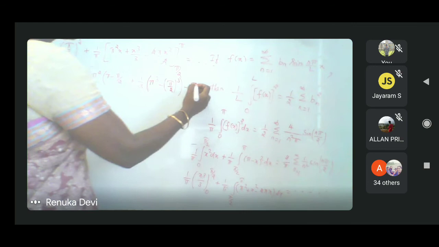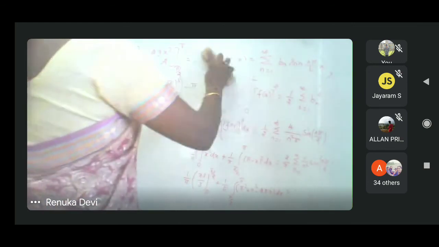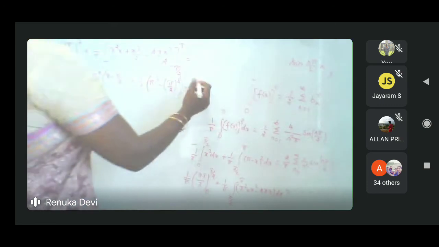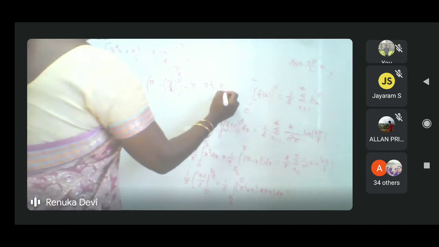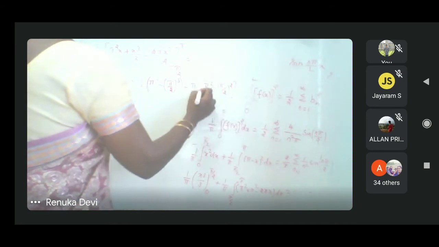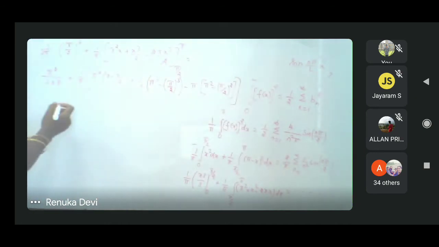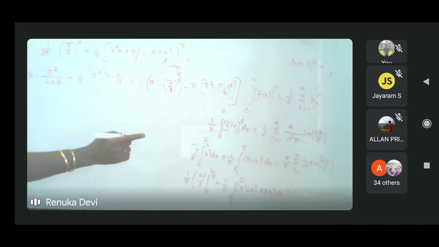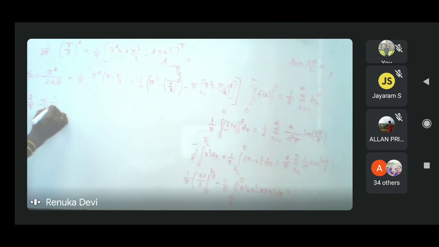So pi into x square. X squared is pi square minus pi by 2 square. So what is this? So this is actually equal to this summation. That is equal to, what is this? 2 by pi sigma 1 by n square sine n pi by 2, where n equal to 1. This is equal to, I write this.